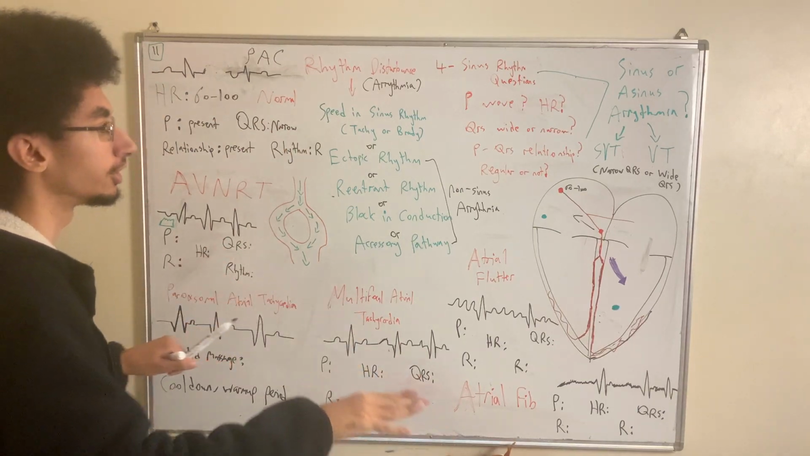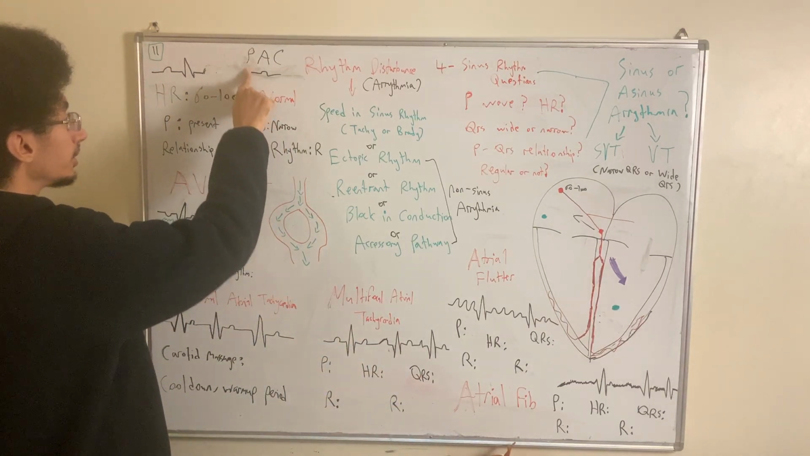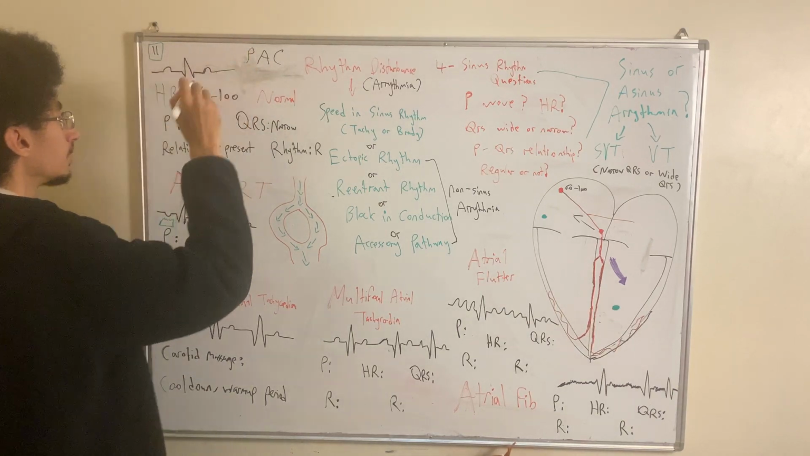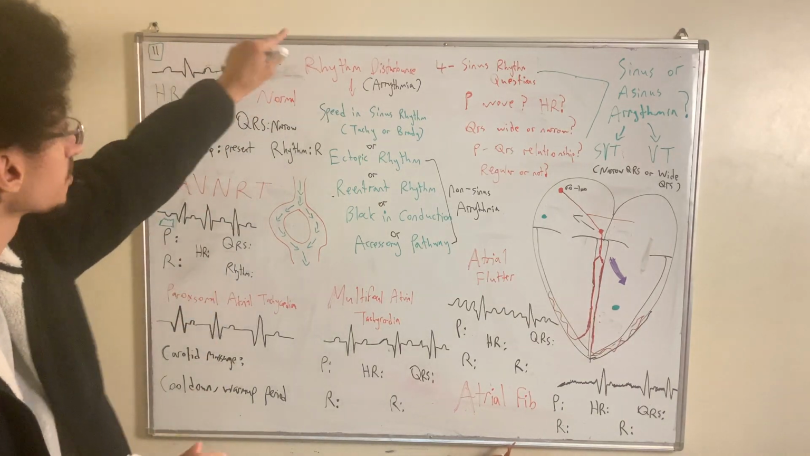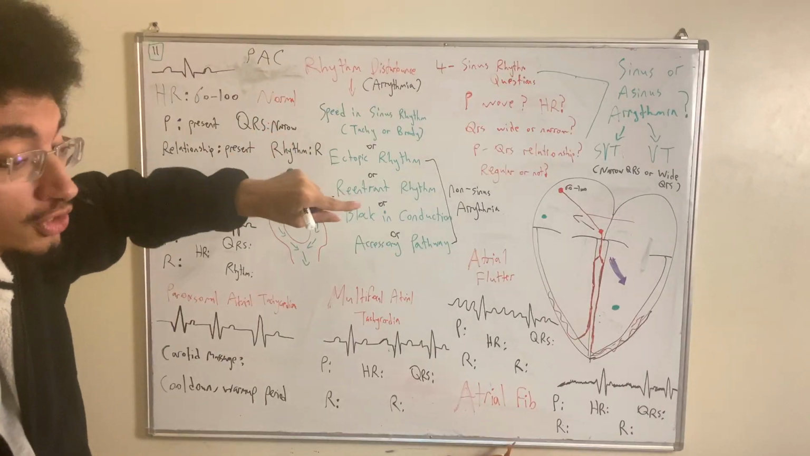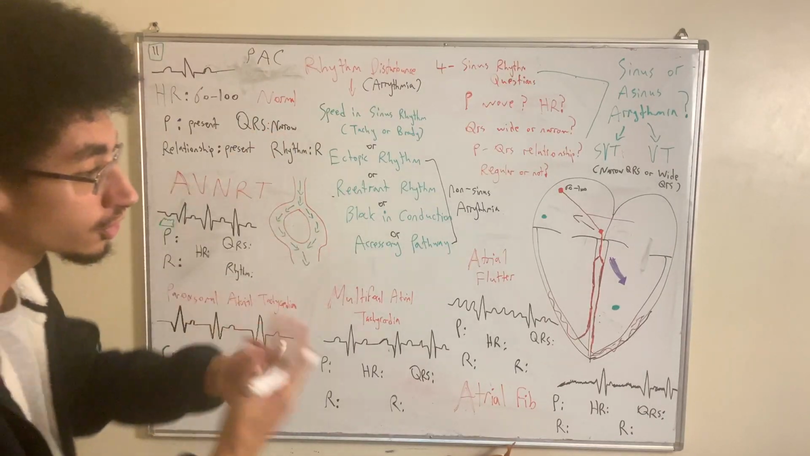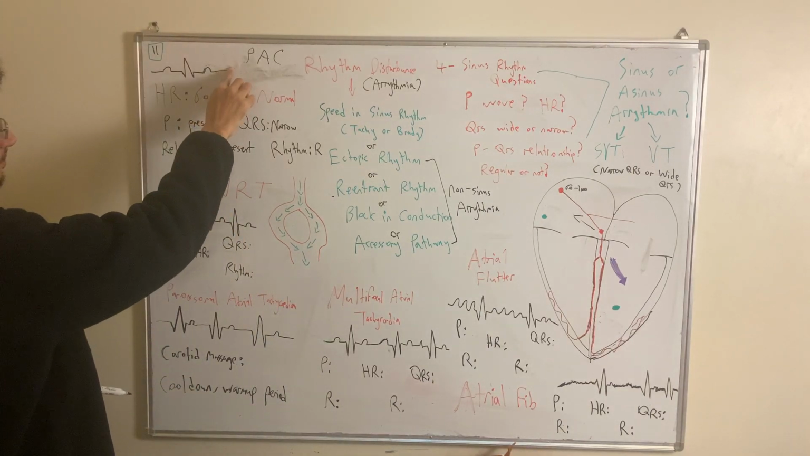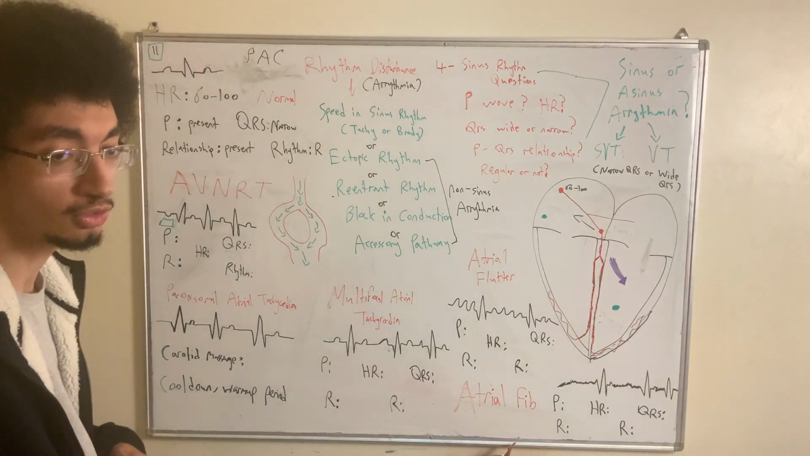It's super early. And this is important because premature atrial contraction is something that can predispose to arrhythmias. It can predispose to such arrhythmias, and we will see that eventually later on. So that's premature atrial contraction.